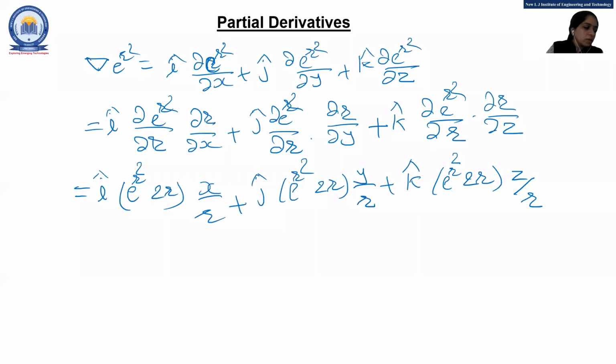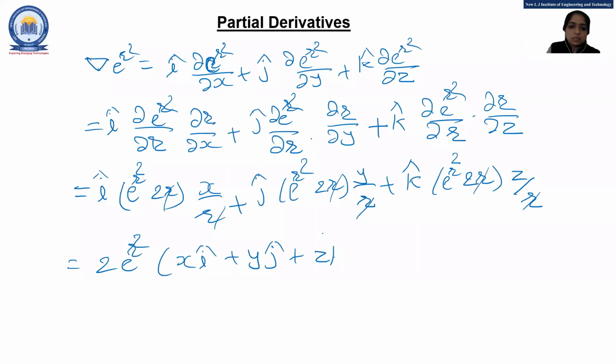So if we keep these, the r will cancel out in all three terms. Taking 2e raised to r square common, the remaining term is xi plus yj plus zk. So this is the answer of the given question.